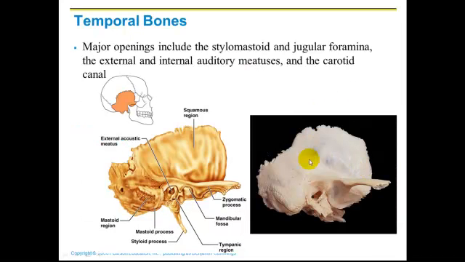The temporal bone is relatively thin, especially in the region of the squamosal region, and it serves as a weak point within the skull.